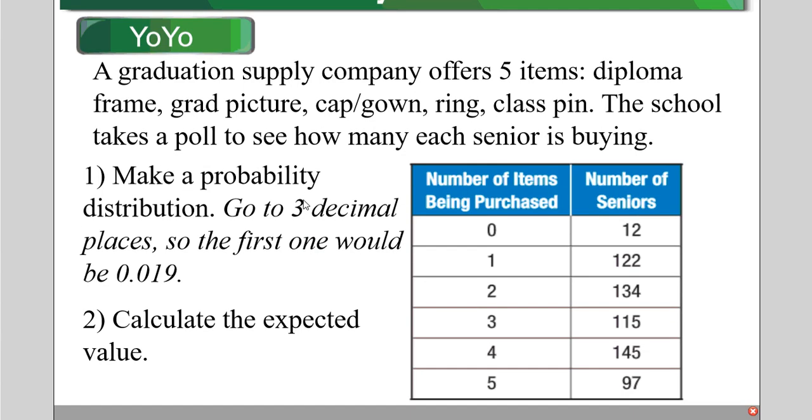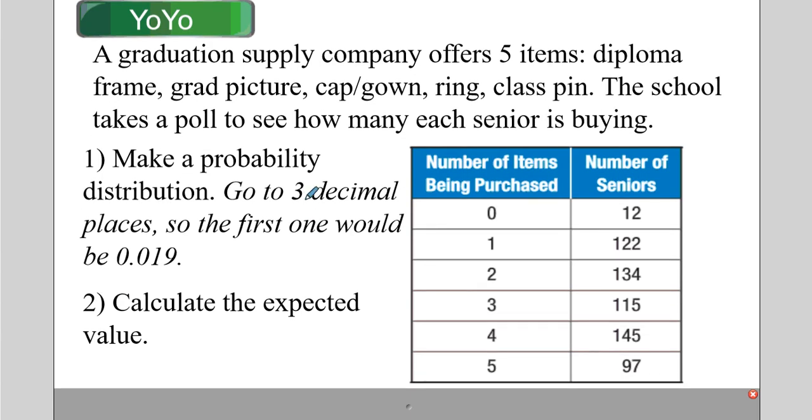Going to have you try an expected value one. So Graduation Supply Company offers 5 items for a graduating senior. The school takes a poll to see how many each senior is going to buy. First, make a probability distribution, and let's say go out to 3 decimal places. The first thing you need to do is find how many there were in total. I'll help you out there. There were 625 seniors polled. So you need to convert all of these to percents and then calculate the expected value. So pause the video now, maybe a few minutes, give everyone a chance to try, and unpause it once you want to check what the answers are.